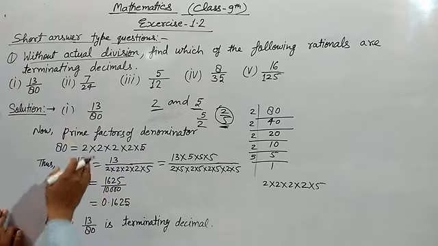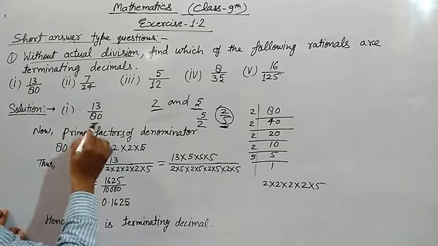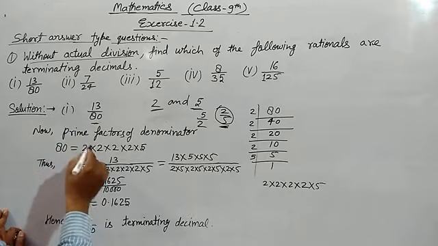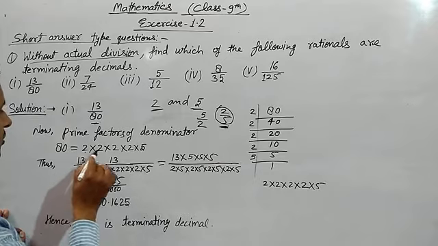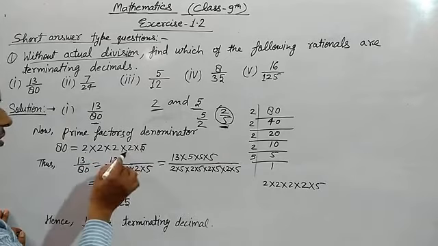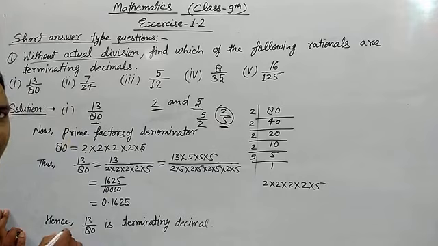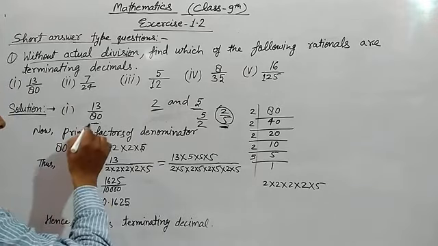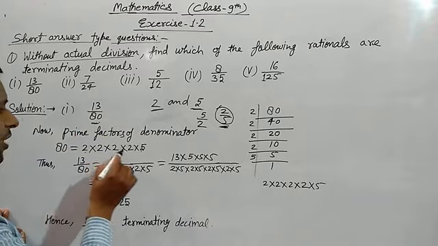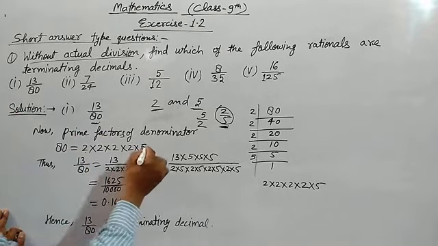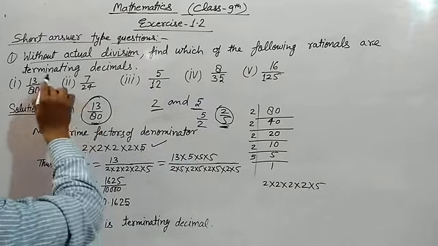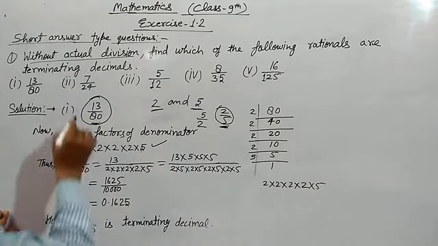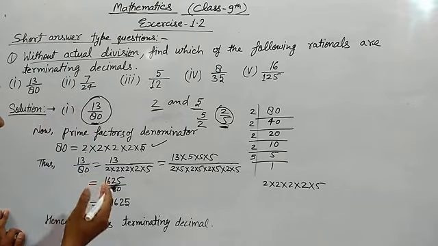Clear? So we see the first part, 80. 80 is our denominator, so we find the prime factors in this way. We get the form of 2 and 5: 2 is four times and 5 is one time. It means when we factorize it, we find only 2 and 5. This represents that this part is a terminating decimal. Our answer is right.